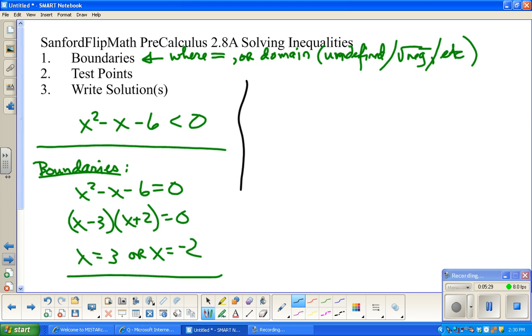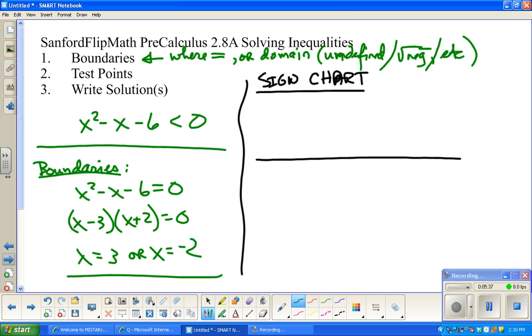Now, a sign chart is kind of like a little mini number line, but it has more information. So I'm going to put x values and y values, and they need to be numbered from left to right, from low to high. And the x values I'm going to be concerned with are the x values -2 and 3.